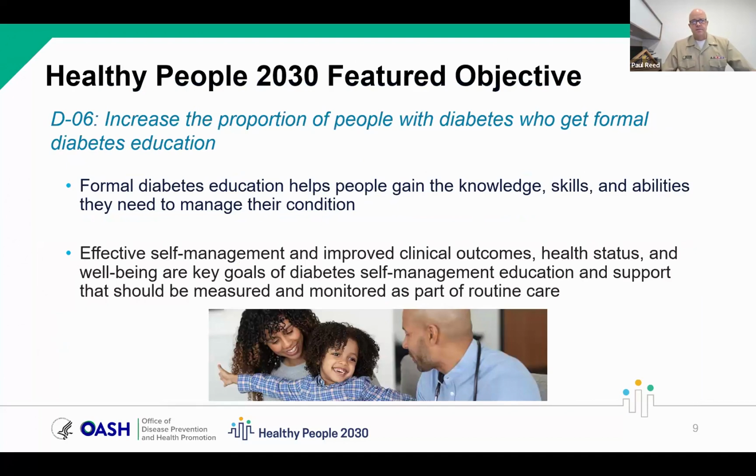The first objective featured today, as I indicated, is focused on diabetes education. D06 tracks the proportion of people with diabetes who get formal diabetes education. Such education helps people gain the knowledge, skills, and abilities they need to manage their condition. This is a key factor in improving health outcomes in people with diabetes.